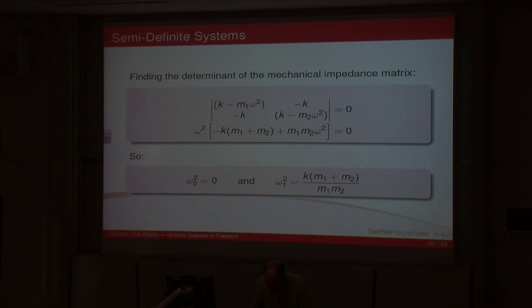If mass 2 is ginormous compared to mass 1, then you've got k times m2 over m1 times m2. The m2's cancel, and so you end up with k over m1. So there's your natural frequency straight away. Because essentially mass 2 is like ground then. Mass 1 is what's oscillating.